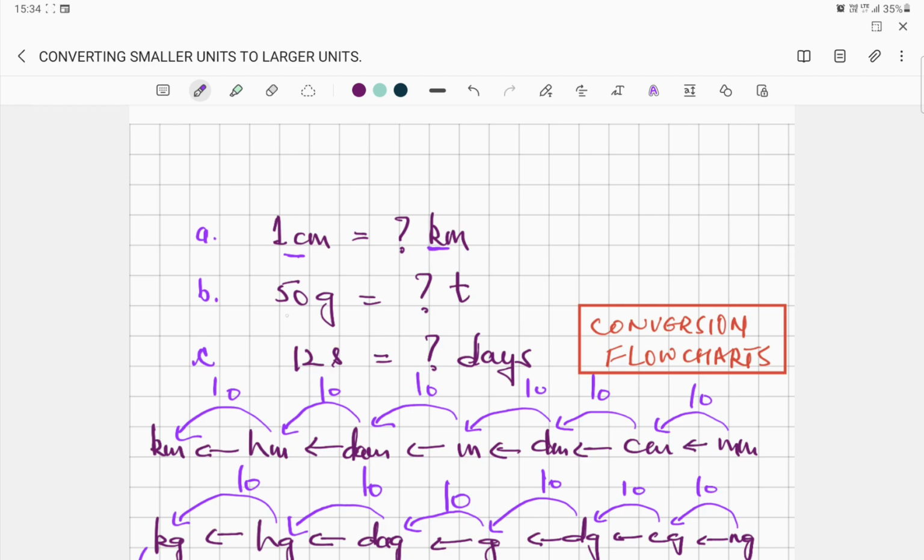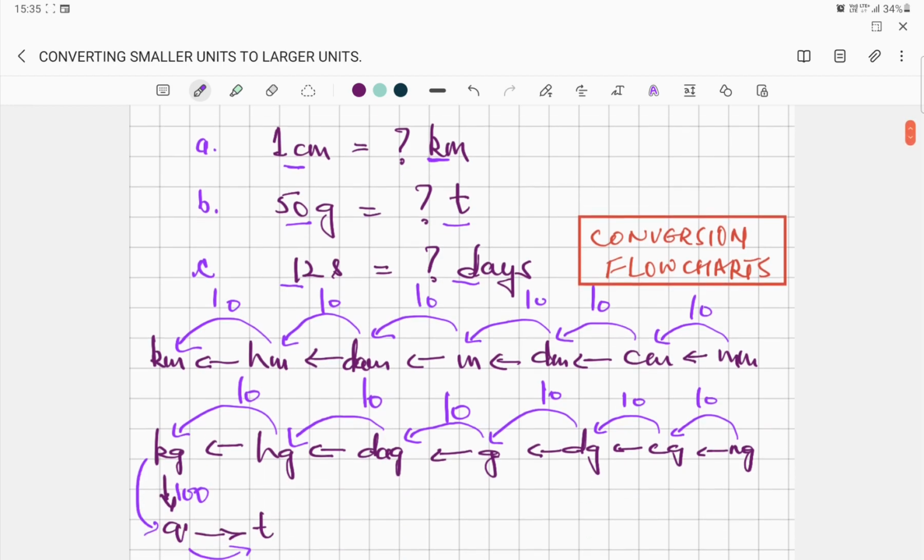Also, if we have a problem, 50 grams is how many tons? Think about this. Can you convert 50 grams into tons? Well, there is a way to do it. 50 grams can never be tons, but it can be expressed as tons, and we'll see. And then we have our third problem, which is 12 seconds is how many days? Now, this all may sound confusing, but we will just look at these problems a little closer, and then I'm sure that we'll be able to convert these smaller units into larger units.